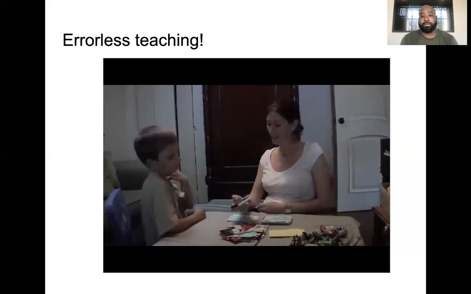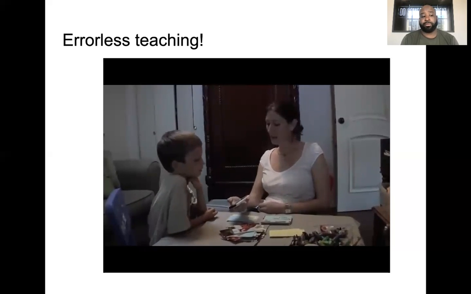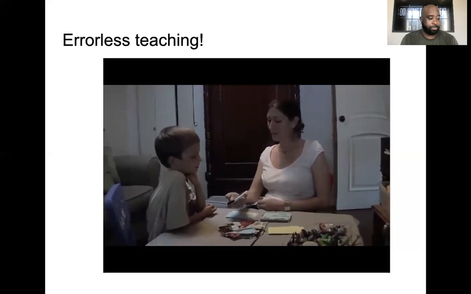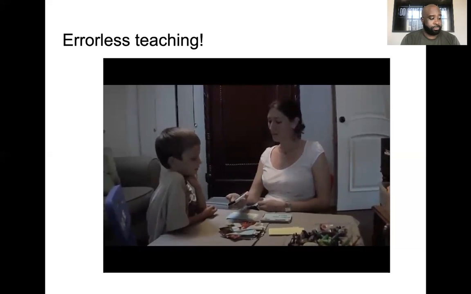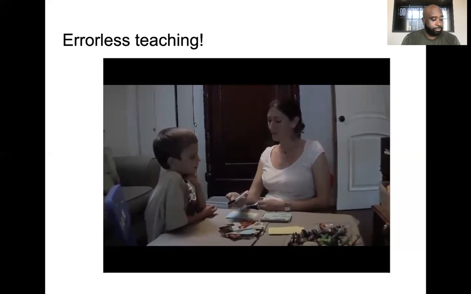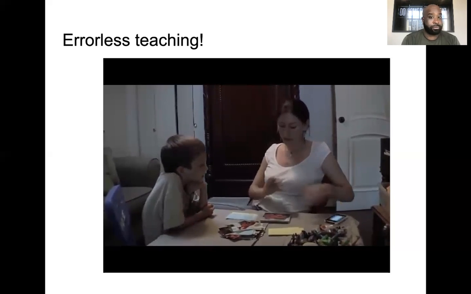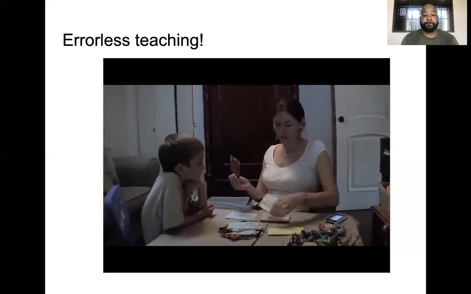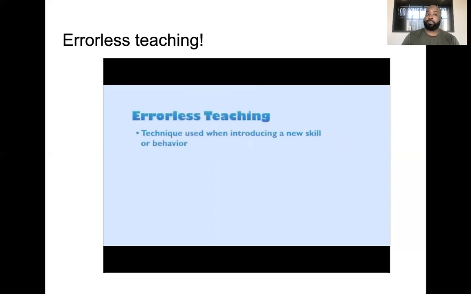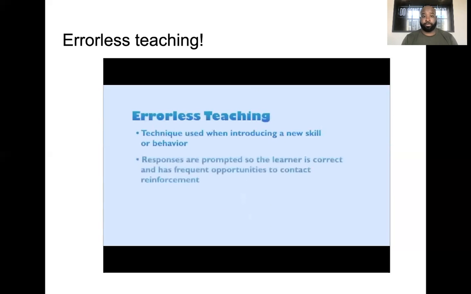Good. So another thing you may have noticed is that the instructor was not allowing mistakes and she was using prompting to keep the child successful. This is known as errorless teaching. Errorless teaching is a technique that is used when introducing a new skill or behavior. All responses are prompted, so the learner is correct and has frequent opportunities to contact reinforcement.